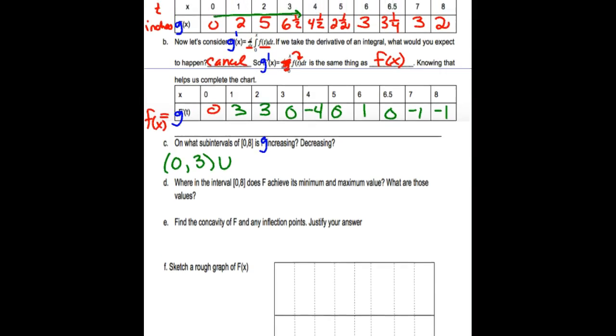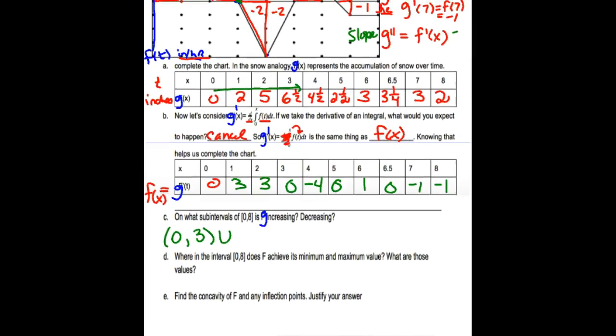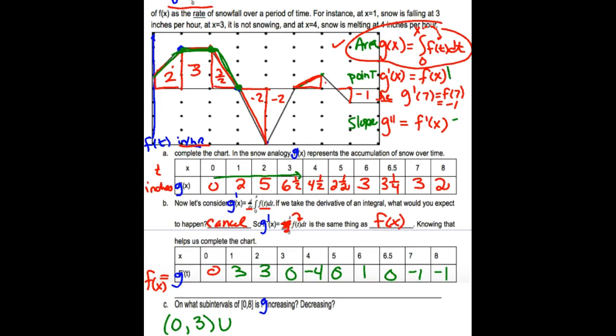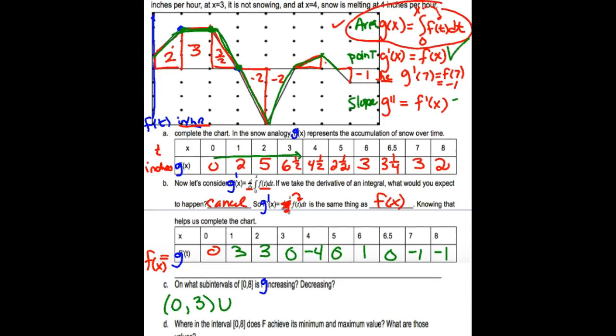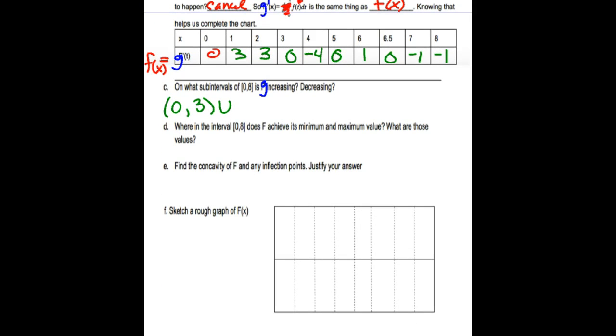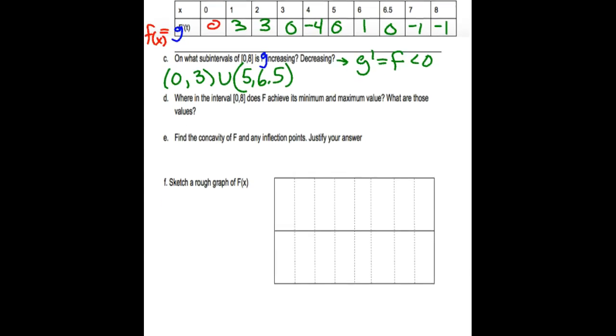Where else is G increasing? Well, G is increasing where G prime is positive, but G prime is f of x. It's negative here, but then it's positive again. So I'd also say from 5 to 6.5. I hate having to keep scrolling like that. And likewise, it's decreasing everywhere G prime, which is equal to f, is negative. So you're just looking everywhere that graph is below the x-axis.